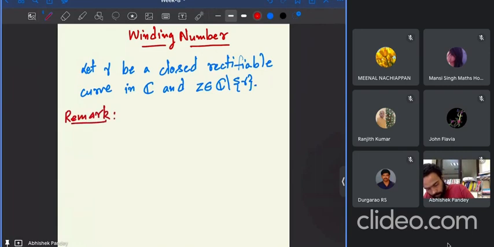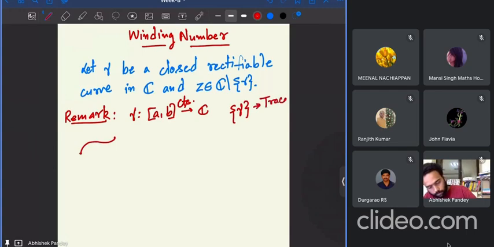We know that a curve is nothing but a continuous map from [a, b] to C. I will denote the trace of this curve gamma, or the trajectory of this curve gamma, like this. This means the trajectory of the curve in the complex plane C. So this is the trace of gamma. Okay, let me come back to that one.